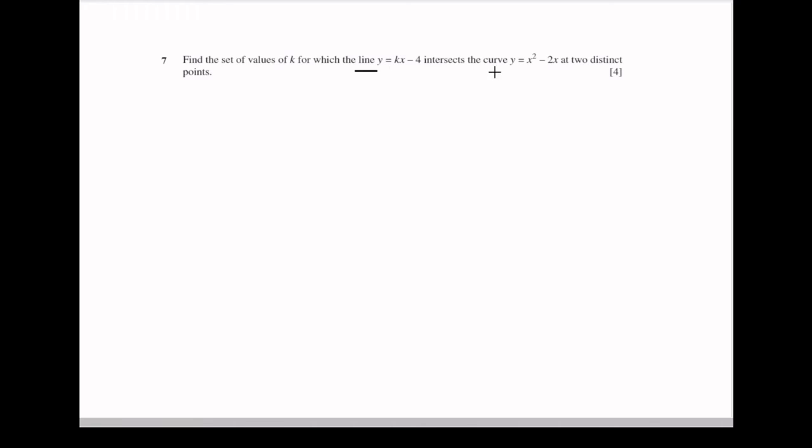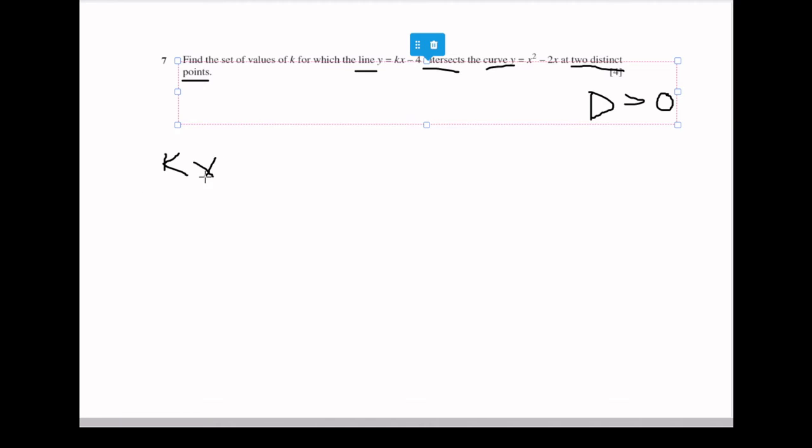So we see line, we see curve, we see intersect. So we know we're using the discriminant once again. We're also doing this at 2 distinct points, so we write a note to ourselves that the discriminant is going to be greater than 0. So we're going to have our y equals be equal to each other. So we're going to have kx minus 4, and we're going to make that equal to x squared minus 2x.